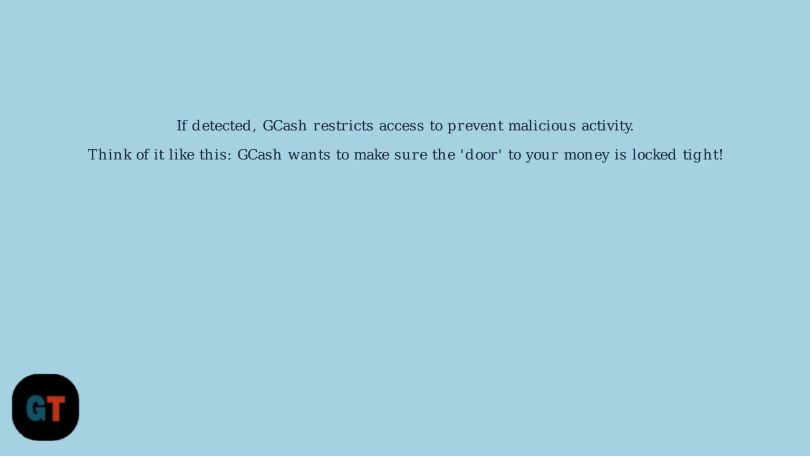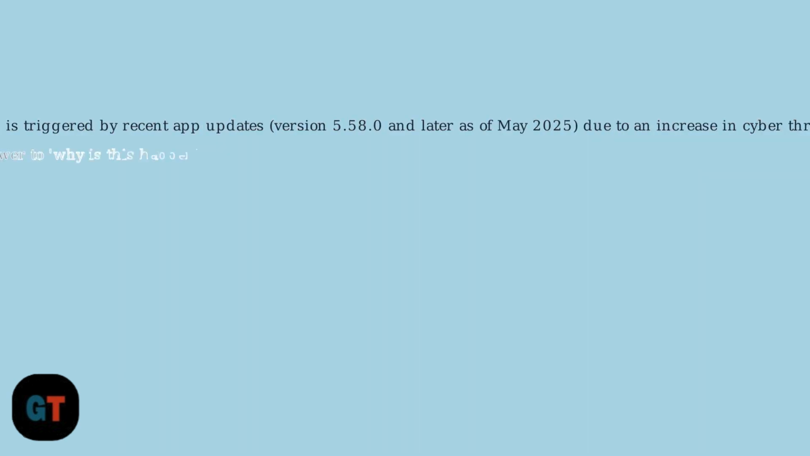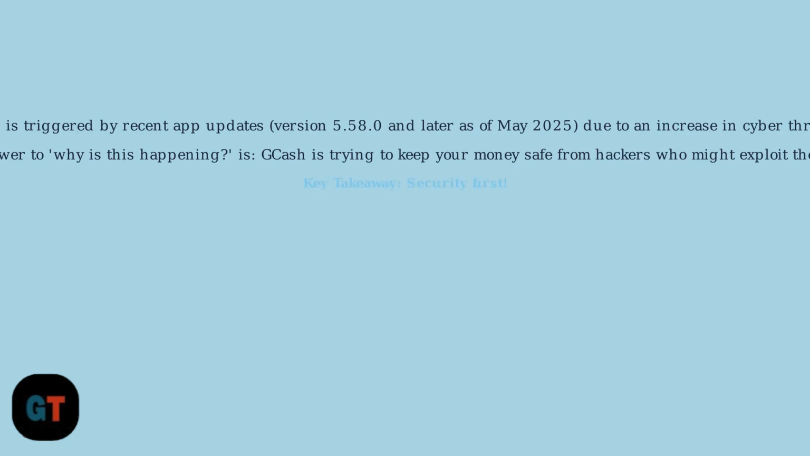Think of it like this. GCash wants to make sure the door to your money is locked tight. This is triggered by recent app updates, version 5.58.0 and later as of May 2025, due to an increase in cyber threats. So the short answer to why this is happening is GCash is trying to keep your money safe from hackers who might exploit those modifications.